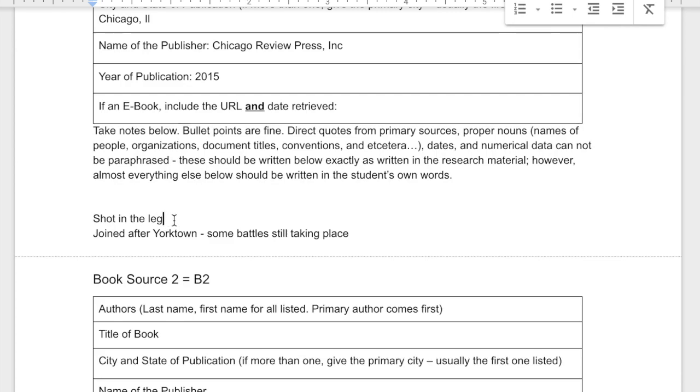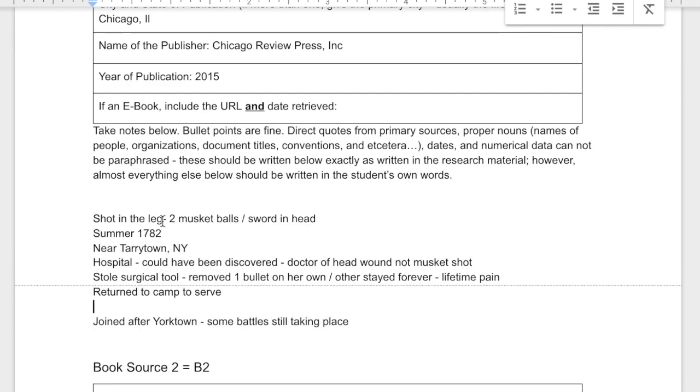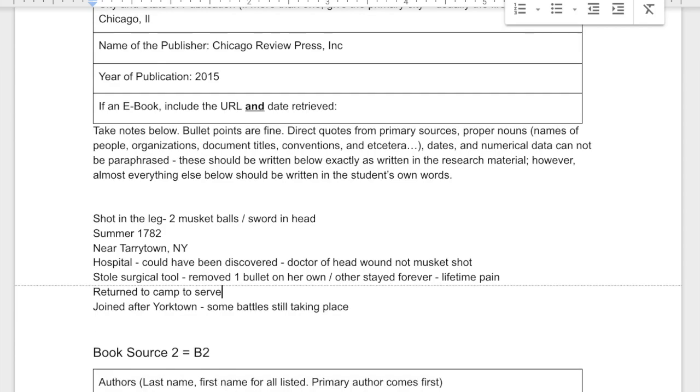And here is an example. All this additional information was in the reading. So not only was she shot in the leg, the author told you she was shot with 2 musket balls. She was also hit in the head. The author used the word saber. Here's the word sword. Again, you're using your own words, paraphrasing as often as you can through this process.